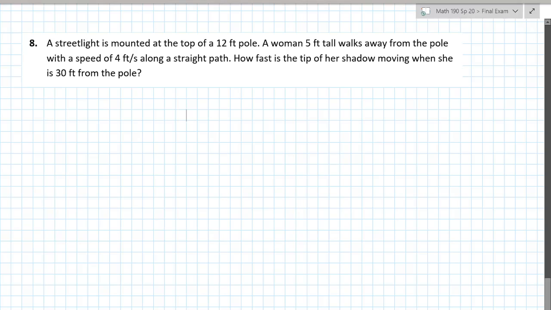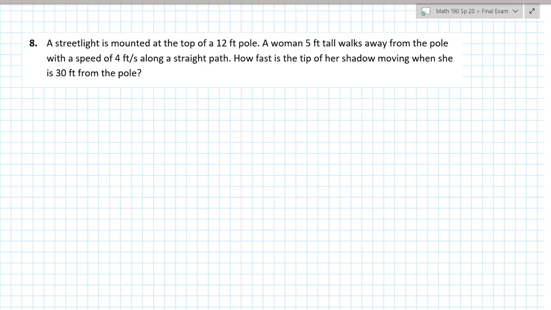A street light is mounted at the top of a 12-foot pole. A woman 5 feet tall walks away from the pole with a speed of 4 feet per second along a straight path. How fast is the tip of her shadow moving when she is 30 feet from the pole?